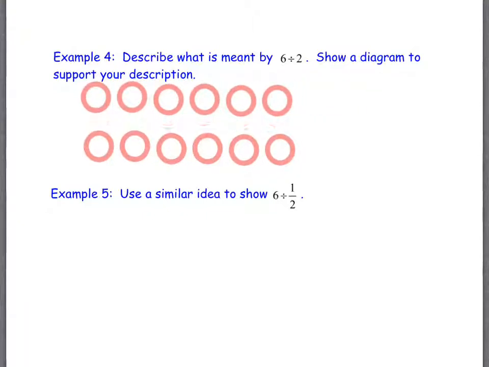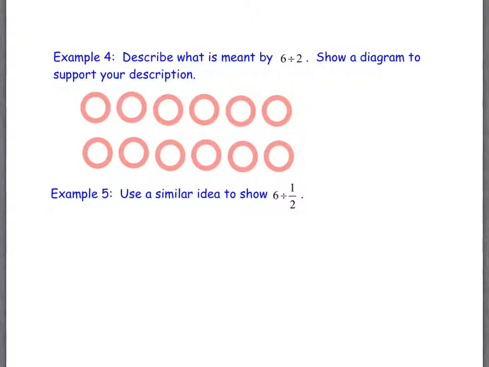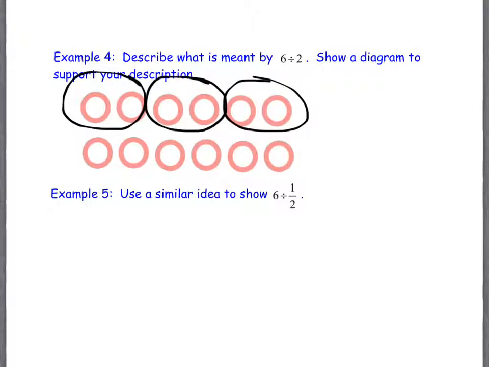Somebody tell me, what did you do to split your diagram? What did you do to show this 6 being divided by 2? You split it up into groups of 2 or 2 groups? I was thinking groups of 2. So like this? Yeah. Okay. And did someone else split it differently? I thought of 2 groups. 2 groups. And these are the 2 different ways to think about it.